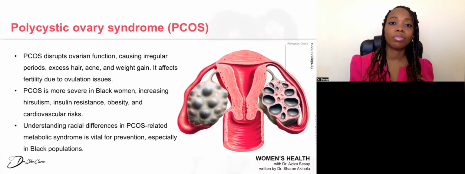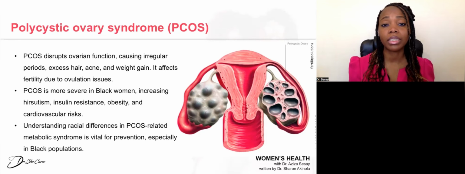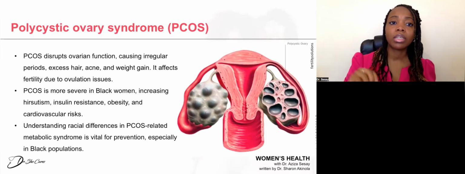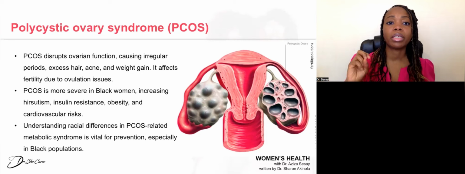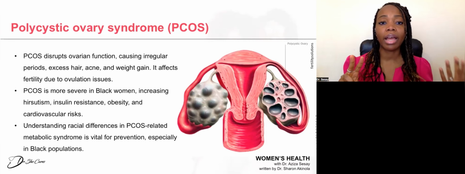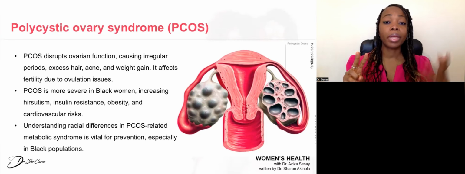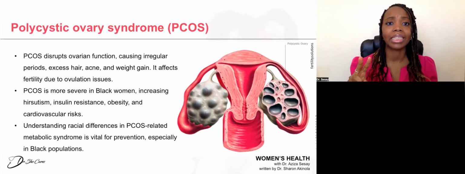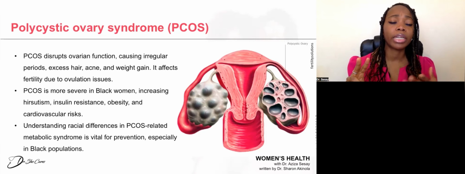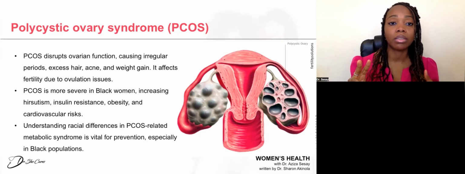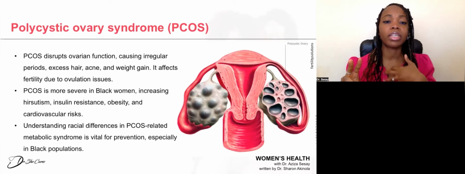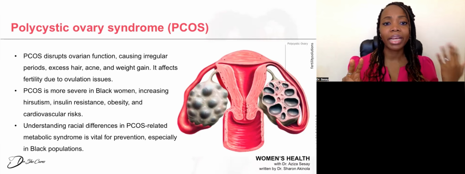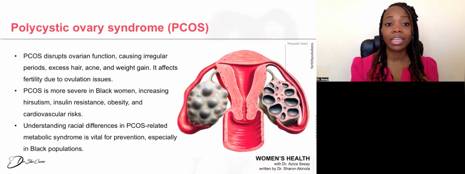Really, you have to fulfill what's called the Rotterdam criteria, 2 out of 3 of them. One being irregular periods, the second being either having raised male hormone levels, or having symptoms that are associated with raised male hormone levels, like acne, or what we call hirsutism, which is where you get hair in places that you wouldn't expect in a woman. So her chin, her face, her chest, her back, and so on, and acne.